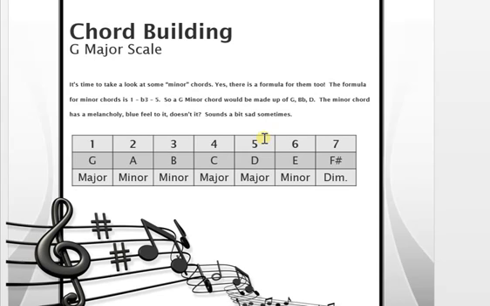So it's time to take a look at some minor chords. Yes, there's a formula for them too. The formula for minor chords is 1, flat 3, and 5. So a G minor chord would be made up of a G, a B flat, and a D. So we would have to flat that B. If you'll remember, we talked about flatting notes, that's lowering it by half a step. We discussed that when we were talking about building our major scales. So again, when you do that, you get that melancholy sound.